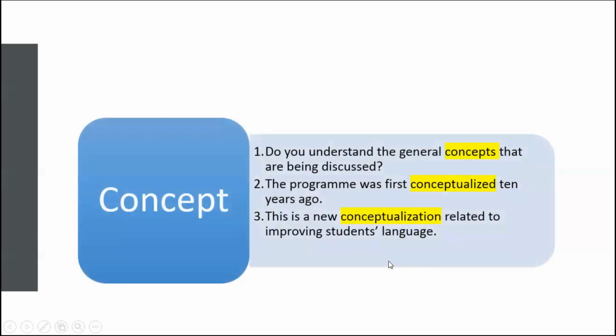Concept, concept. Do you understand the general concepts that are being discussed? The program was first conceptualized 10 years ago. This is a new conceptualization related to improving students' language. So again, we've got some different meanings of the word here. So general concepts, do with general ideas, ways of doing things. But if the program was first conceptualized, it means that it was first thought of, first devised 10 years ago.